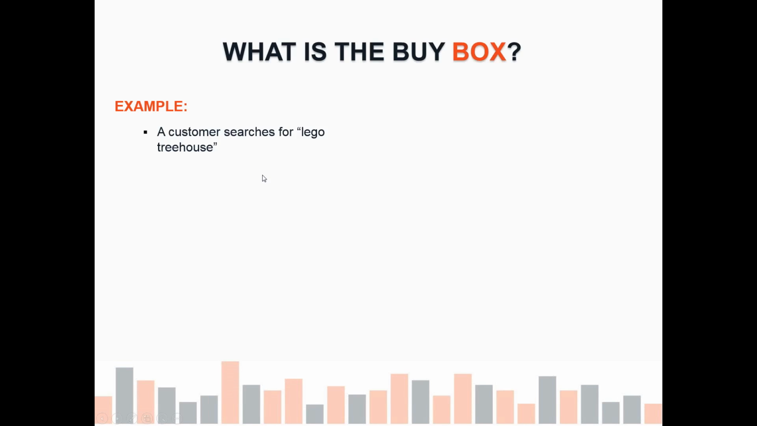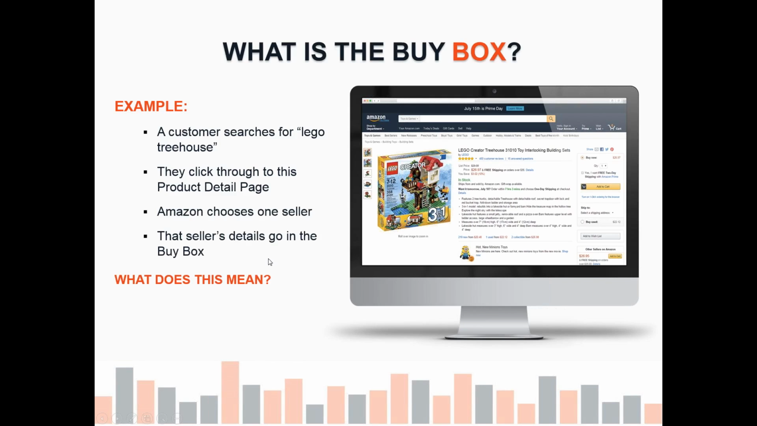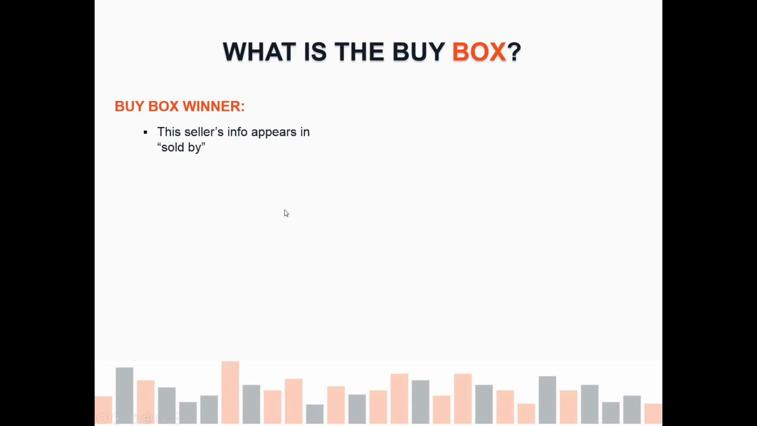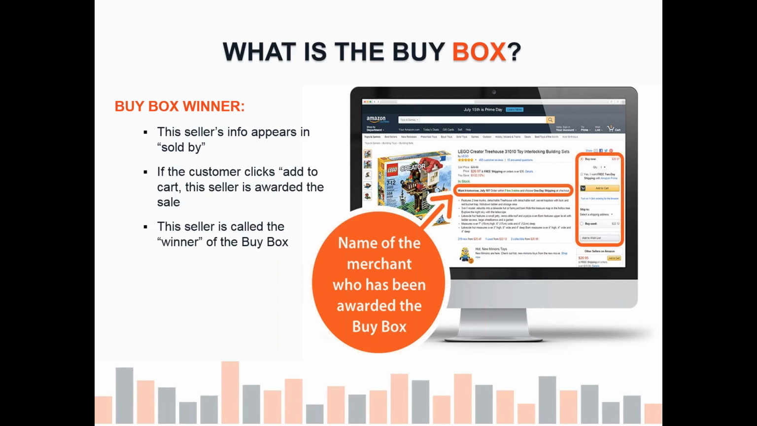So when we talk about the buy box, what is it? Well, if a customer searches for a Lego treehouse on Amazon and then clicks through to the product detail page, you're going to see something similar to what's on the screen here. Amazon is going to choose one seller, and that seller's details are going to go into the buy box. Well, what does that mean exactly? It means that the seller's info appears in this section here, in the sold by section, and among all of those other sellers to the right. If the customer clicks on the add to cart, that seller is going to be awarded the sale, and no other seller will be awarded the sale while that seller is in the buy box position.